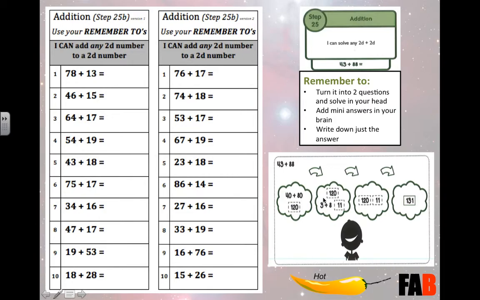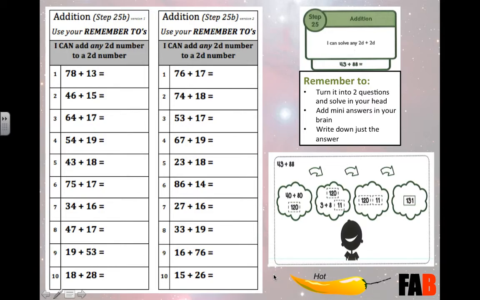120, keep that in my head, keep repeating it. Then I'm thinking 3 ones plus 8 ones equals 11. I bring back that 120, 120 plus 11, so I add those together in my head. 120 plus 11 equals 131.